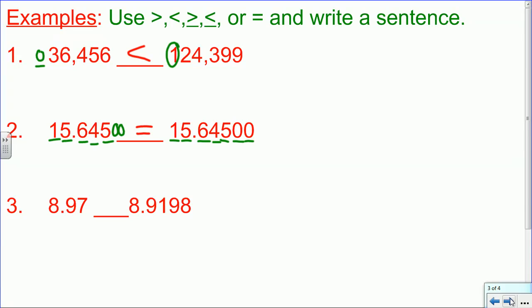So we're going to follow the same process. In the ones place, they both have an 8. In the tenths place, they both have a 9. But in the hundredths place, we have a 7 right here, and 7 is greater than this 1. So we're going to use the is greater than symbol.